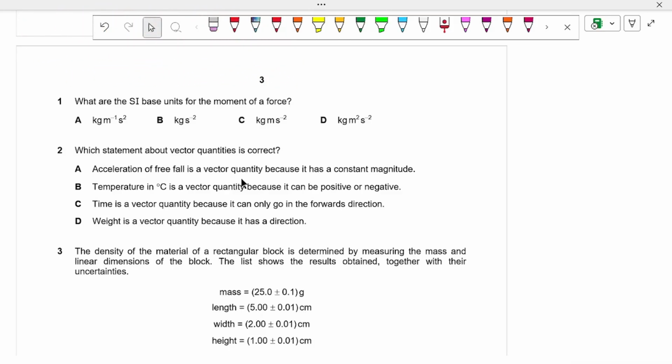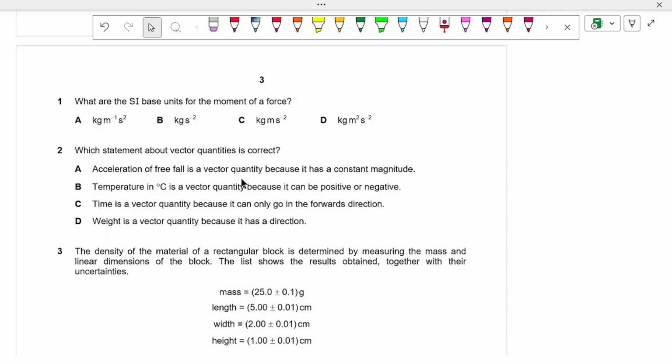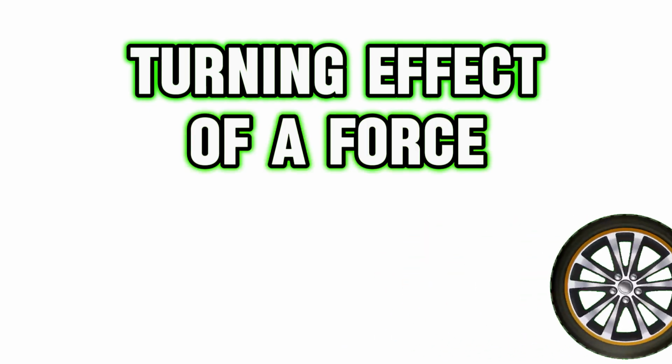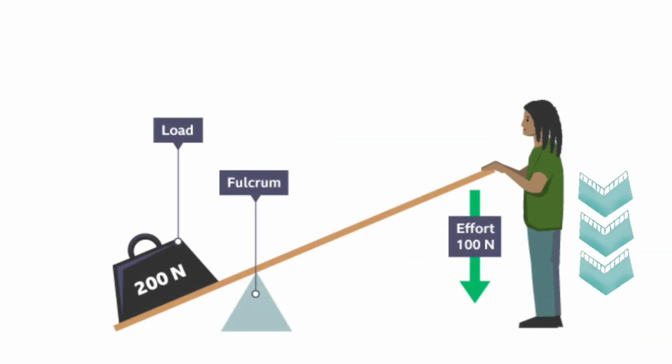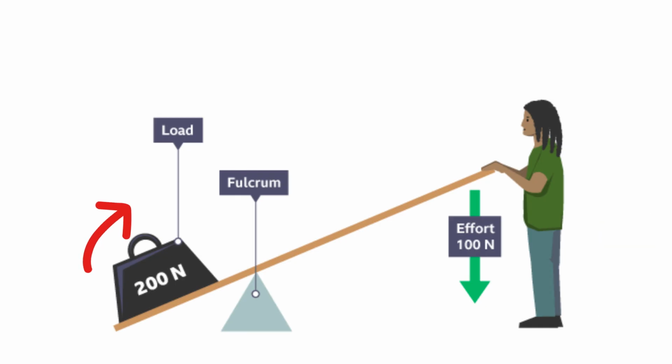So you want to understand what a moment of a force actually is. A moment is basically the turning effect of a force. Imagine you have a lever and you're trying to push it up and down. There's going to be a turning effect, right? So that's what we call the moment of a force.